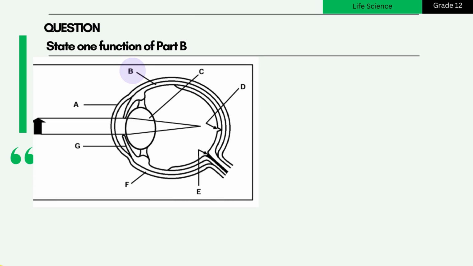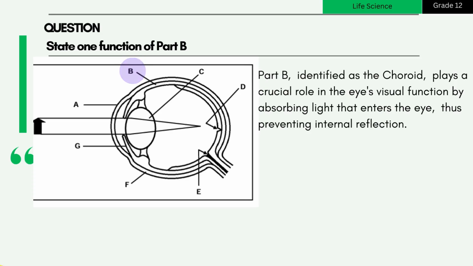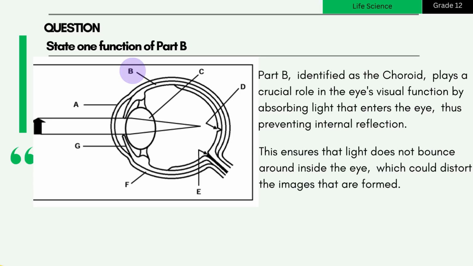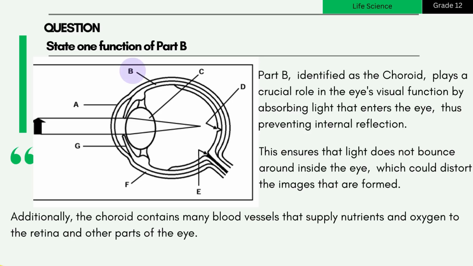Question: state one function of part B. Part B, identified as the choroid, plays a crucial role in the eye's visual function by absorbing light that enters the eye, thus preventing internal reflection. This ensures that light does not bounce around inside the eye, which could distort the images that are formed. Additionally, the choroid contains many blood vessels that supply nutrients and oxygen to the retina and other parts of the eye.